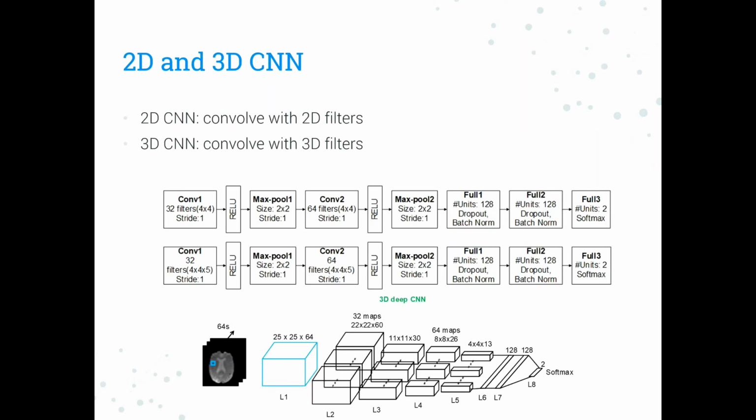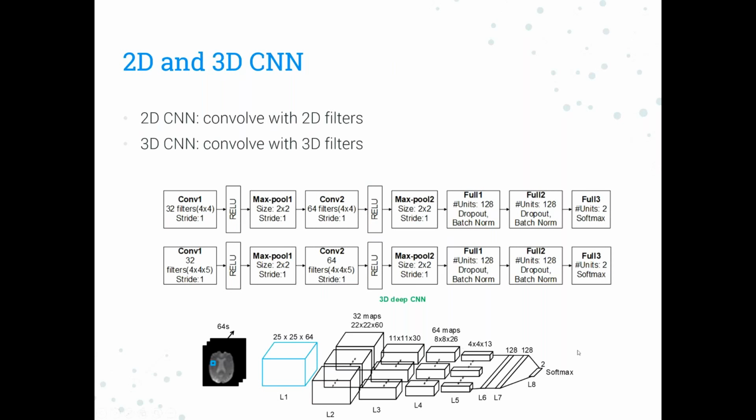We constructed a couple different neural networks. I won't go into too much detail about these. The first one was a two-dimensional convolutional neural network. So we did convolutions with two-dimensional filters. We then also implemented a three-dimensional CNN, which we can see here, where we did convolutions over 3 dimensions. Again, our input patch size is 25 by 25, and then we have 64 time steps. So it's a three-dimensional input.